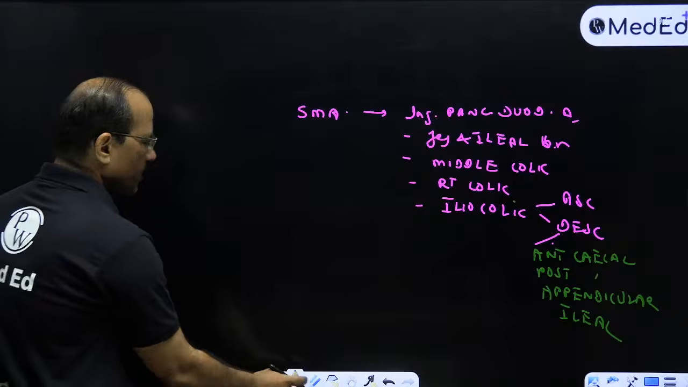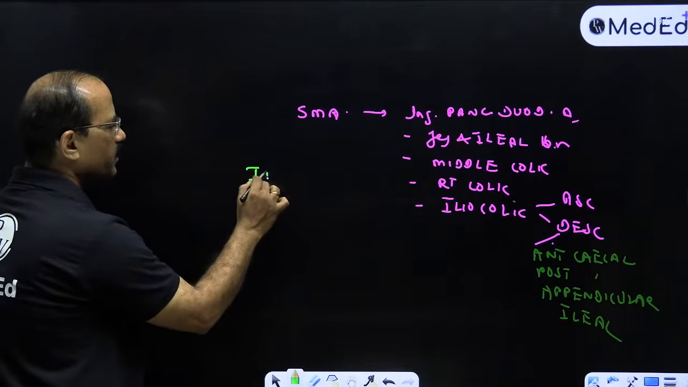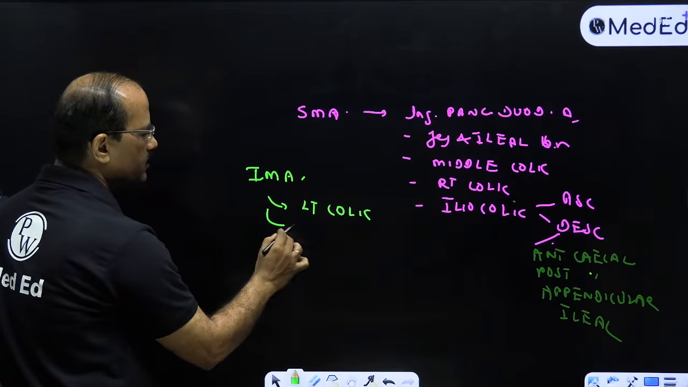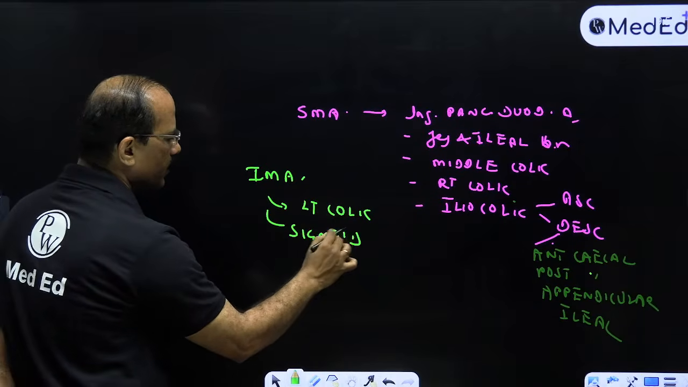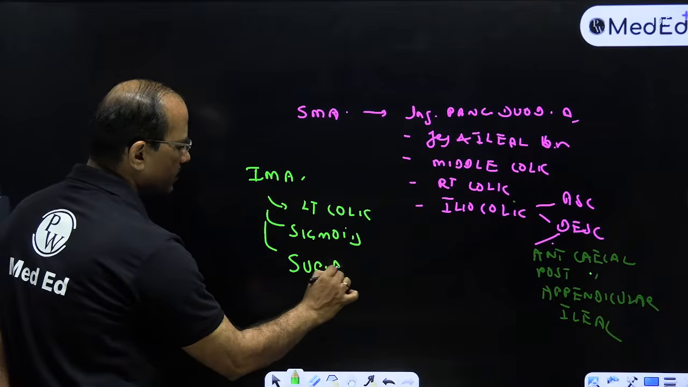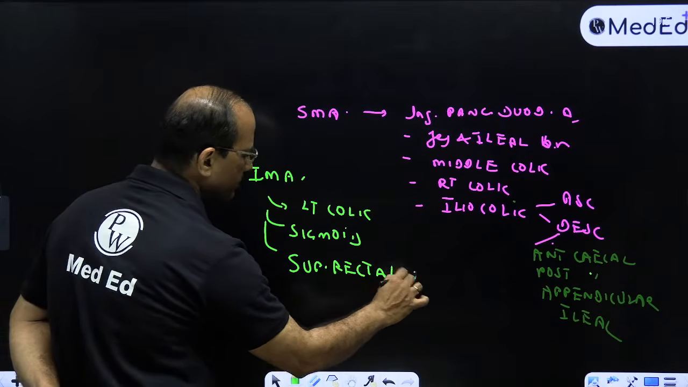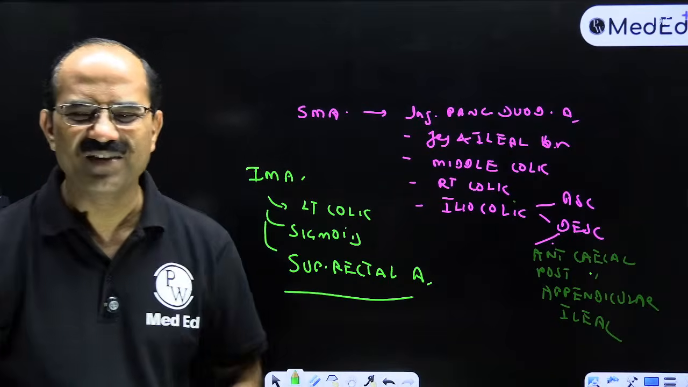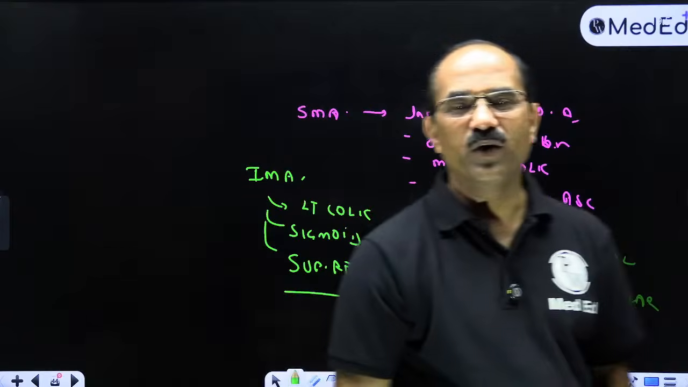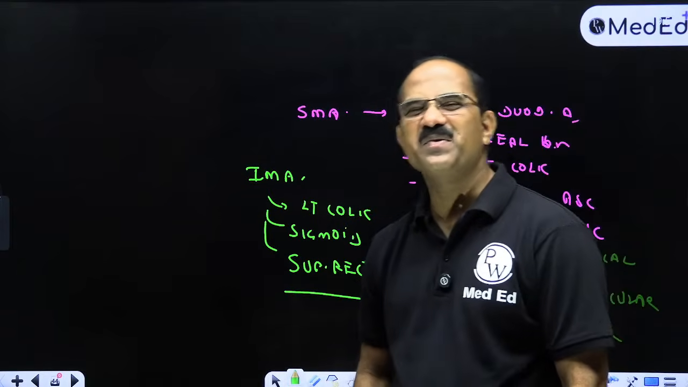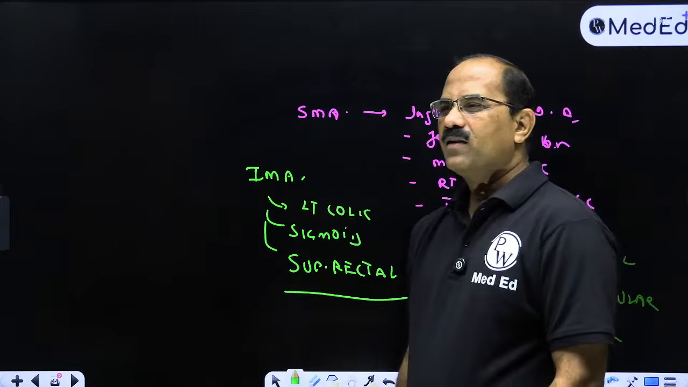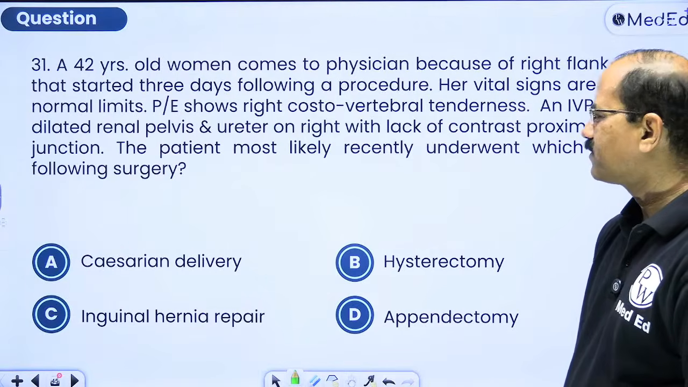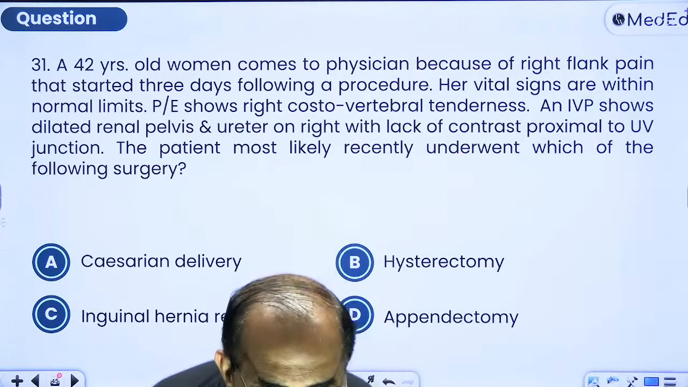ठीक है. अब the last arteries, inferior mesenteric artery. Inferior mesenteric के branches: left colic, sigmoid branches, और तीसरा कौन है? Superior rectal artery. The superior rectal artery is a continuation of inferior mesenteric artery. याद रखना. Perfect है. ये easy है. This you must be knowing. So fine. चलो answer this.